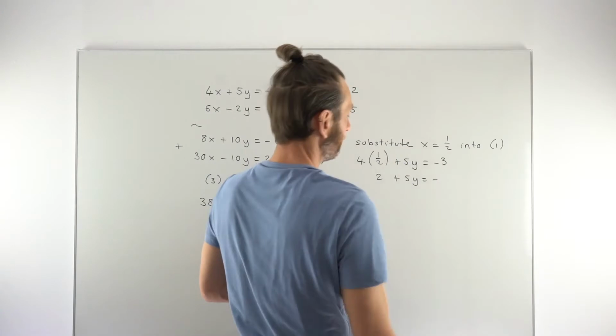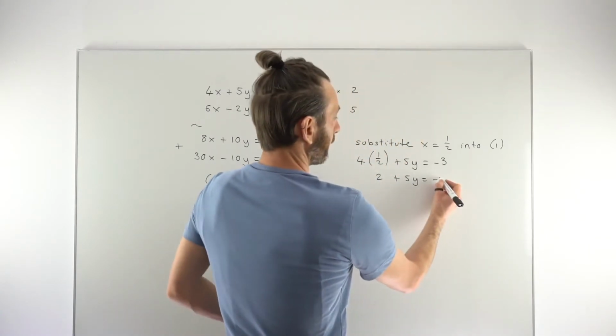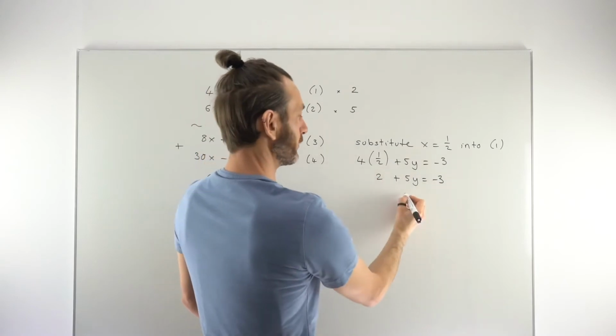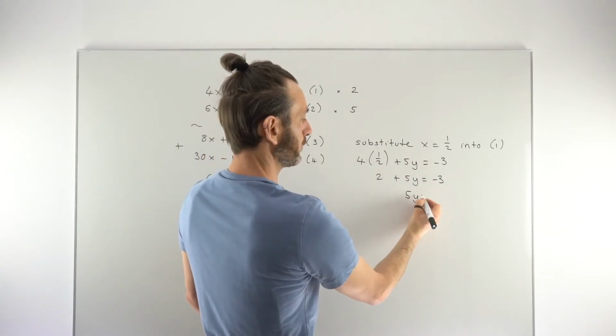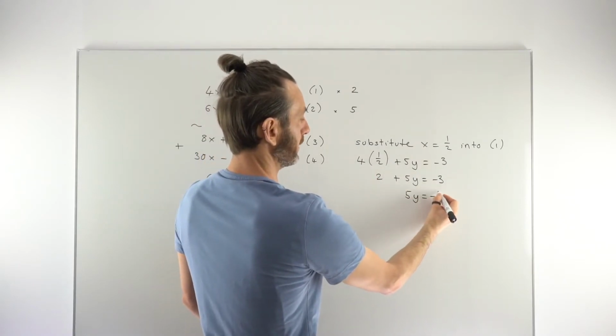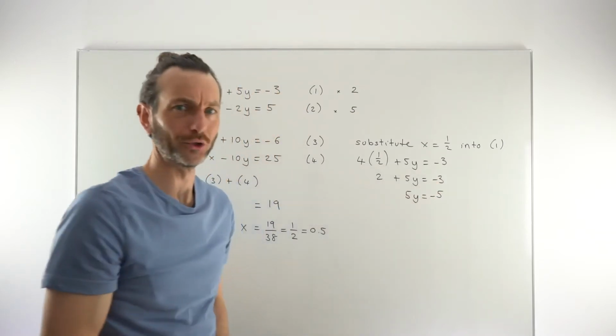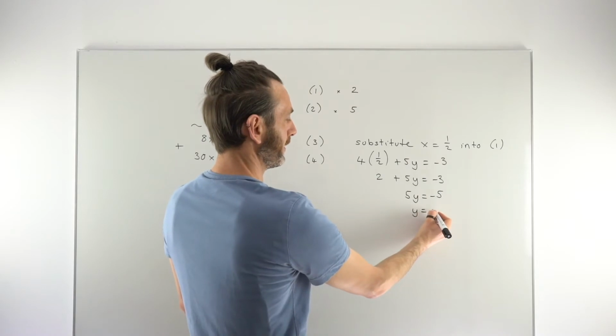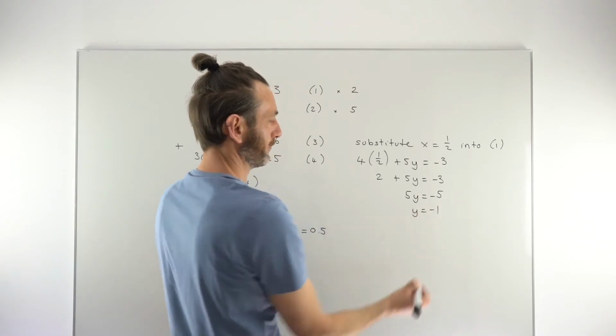So negative 3. And then we're just going to solve this like a normal linear equation. So moving the 2 to the other side, that would become a minus 2. So minus 3 minus 2 is minus 5. I think that's what I was trying to do there. And then y is then minus 5 divided by 5, which is negative 1.